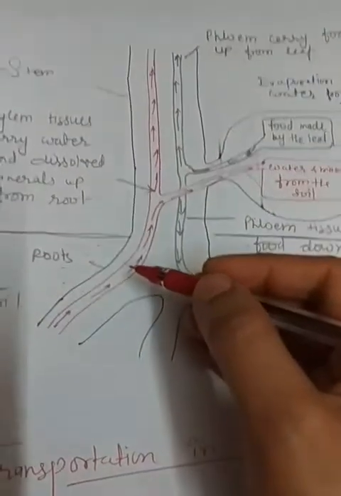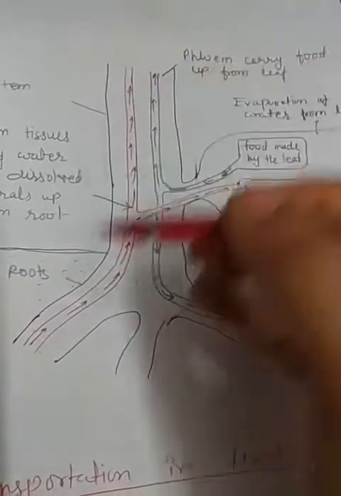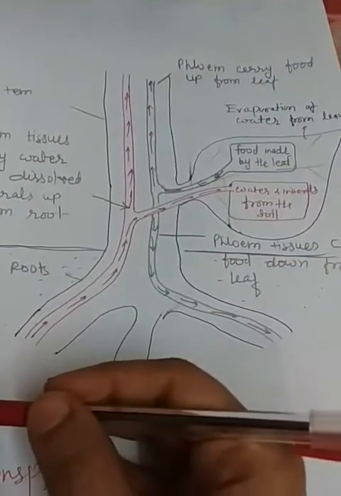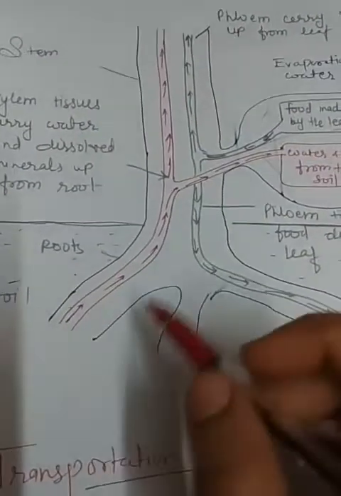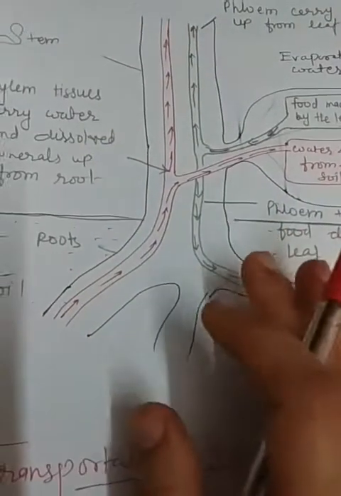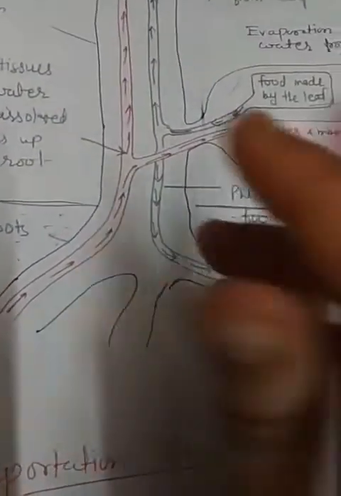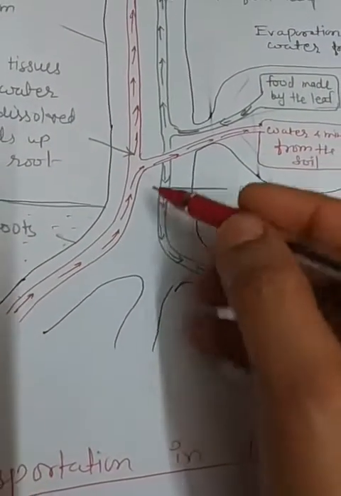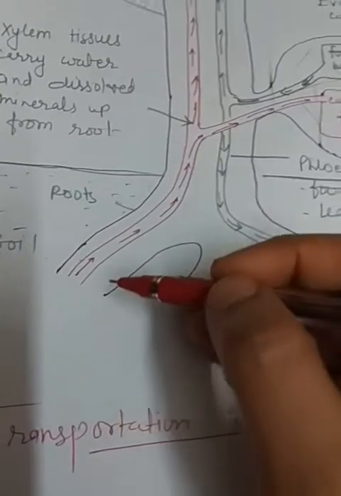Xylem is the vascular tissue extending from top to bottom of the plant. Here you can see the xylem. It extends from top to bottom of the plant. It is present throughout the plant, like roots, stem, leaf, everywhere. It helps in the transport of water molecules and dissolved substances from the root.